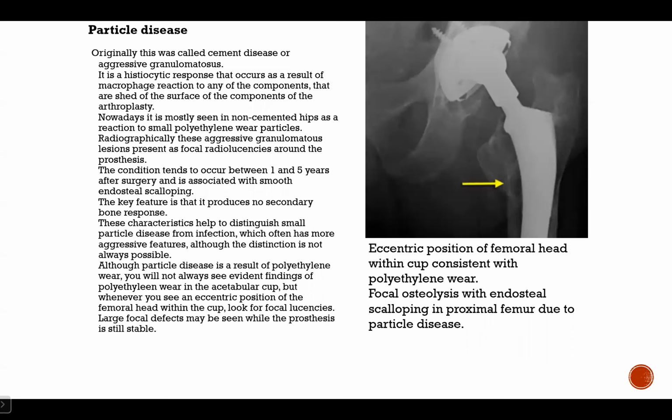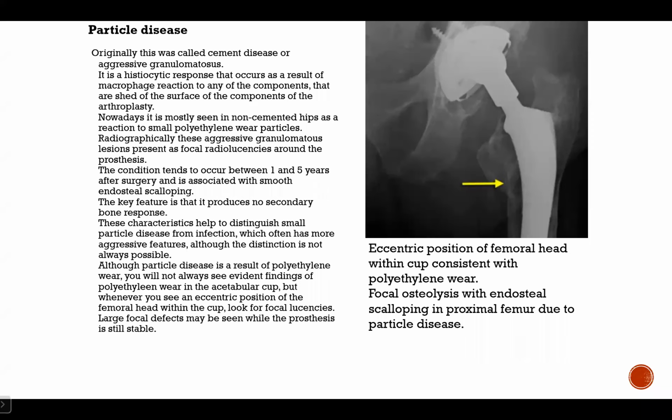Particle disease. Originally, this was called cement disease or aggressive granulomatosis. It is a histiocytic response that occurs as a result of macrophage reaction to any of the components that are shed off the surface of the components of the arthroplasty. Nowadays, it's mostly seen in non-cemented hips as a reaction to small polyethylene wear particles. Radiographically, this aggressive granulomatous reaction presents as focal lucency around the prosthesis. The condition tends to occur between 1 to 5 years after surgery and is associated with smooth endosteal scalloping.